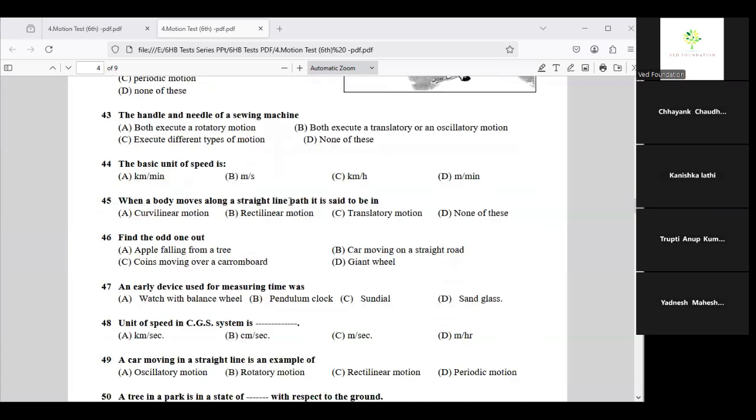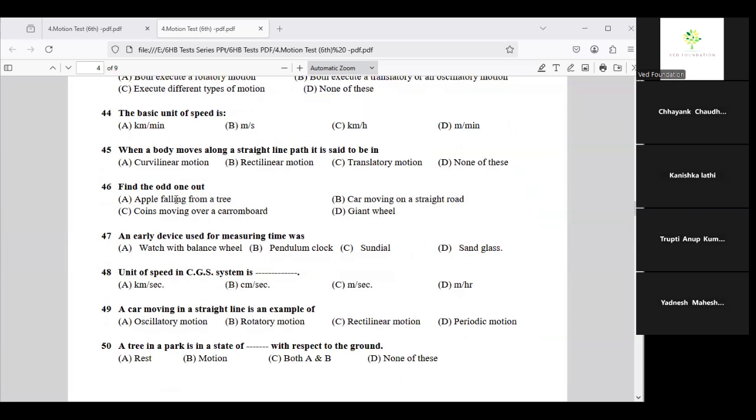45. When a body moves along a straight line, it is said to be in. And options are curvilinear motion, rectilinear motion, translatory motion, none of these. Correct answer is option B, rectilinear motion. When a body moves along a straight line, its motion is called rectilinear motion.